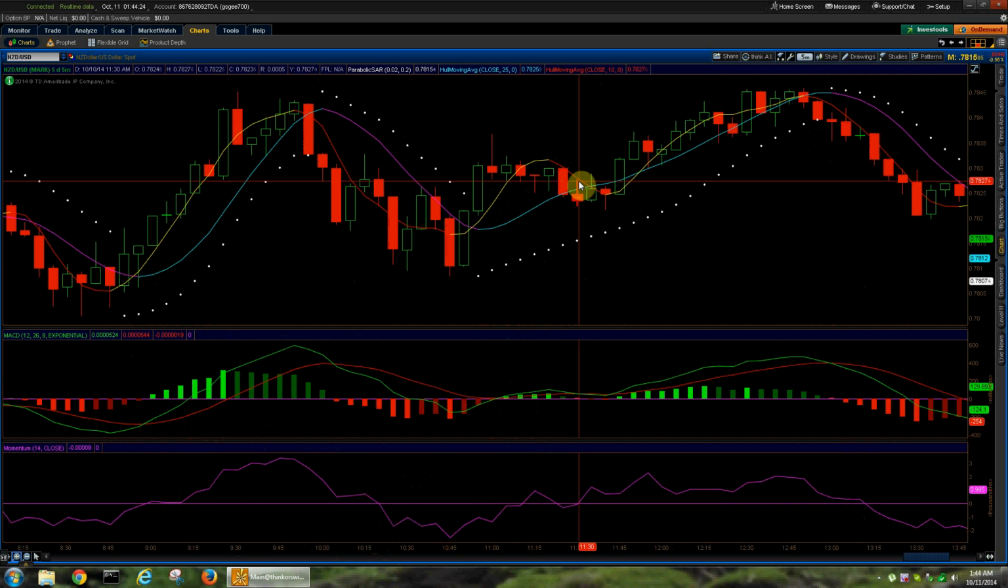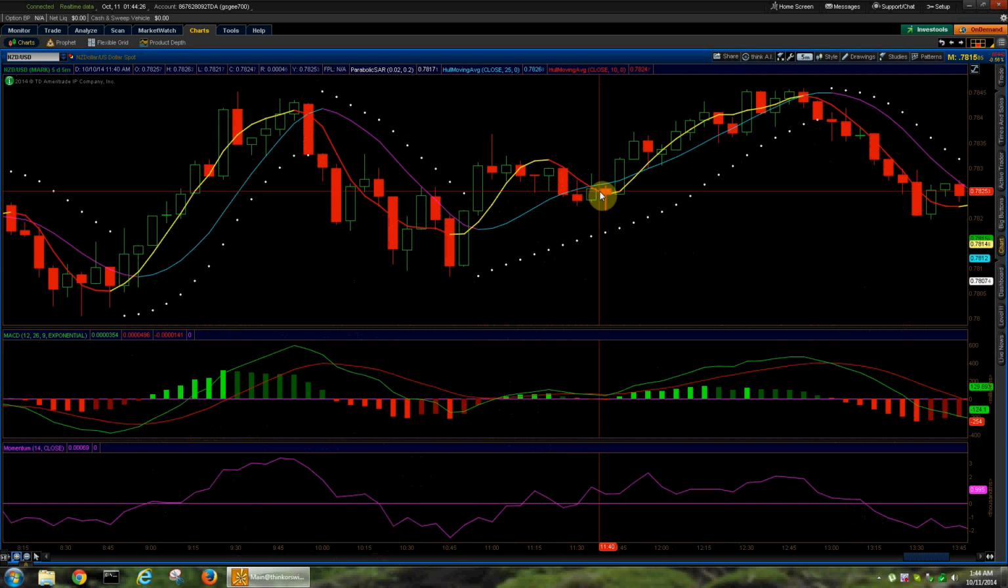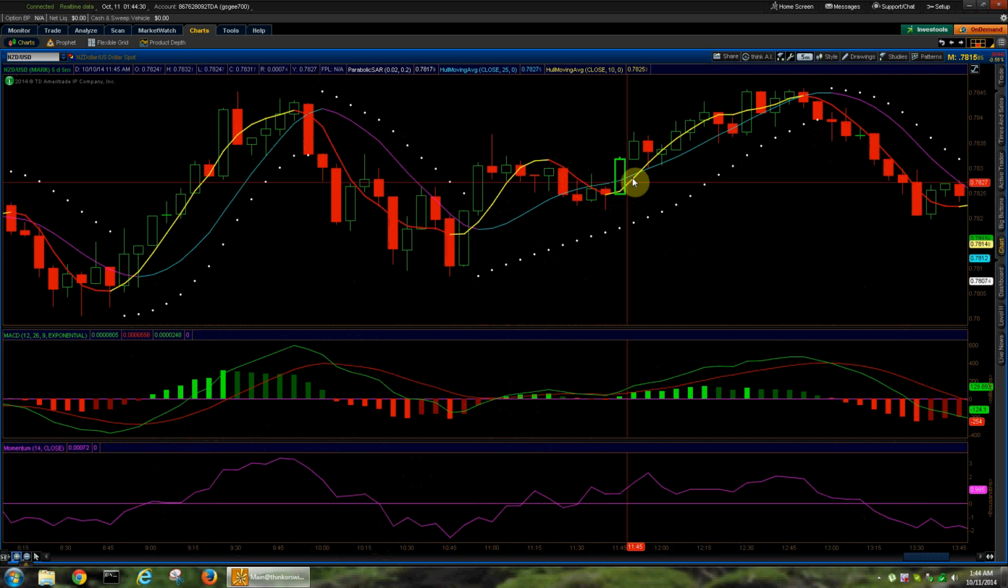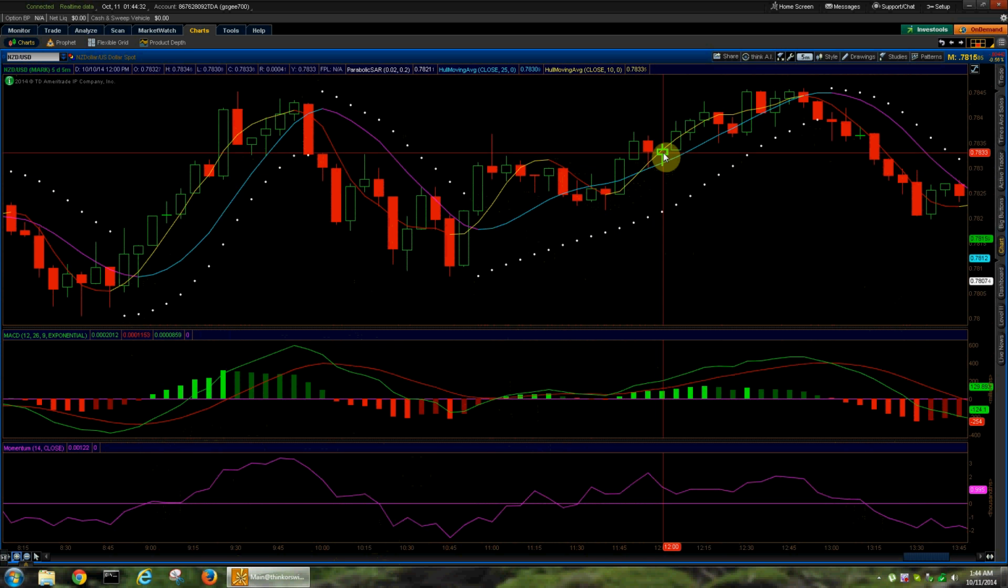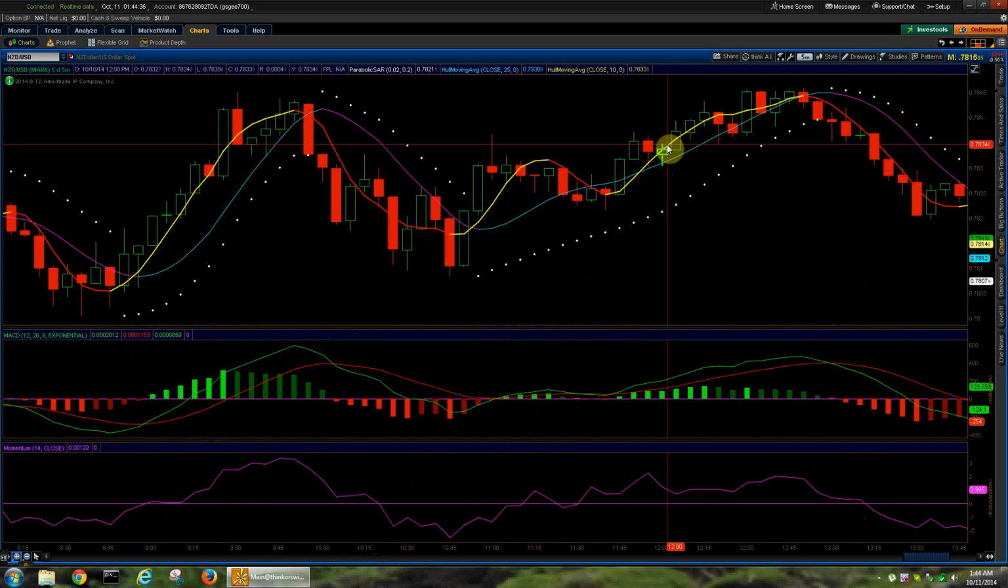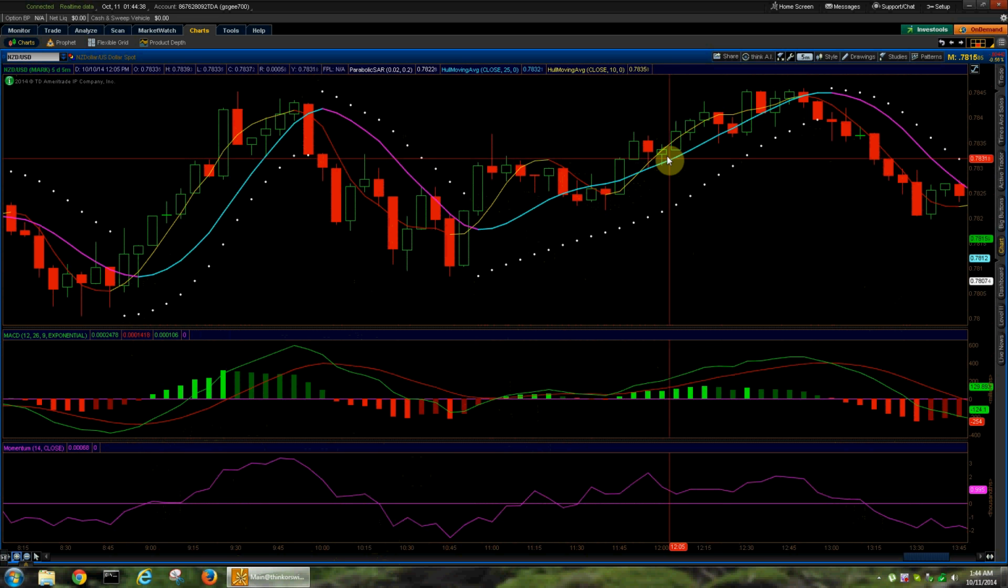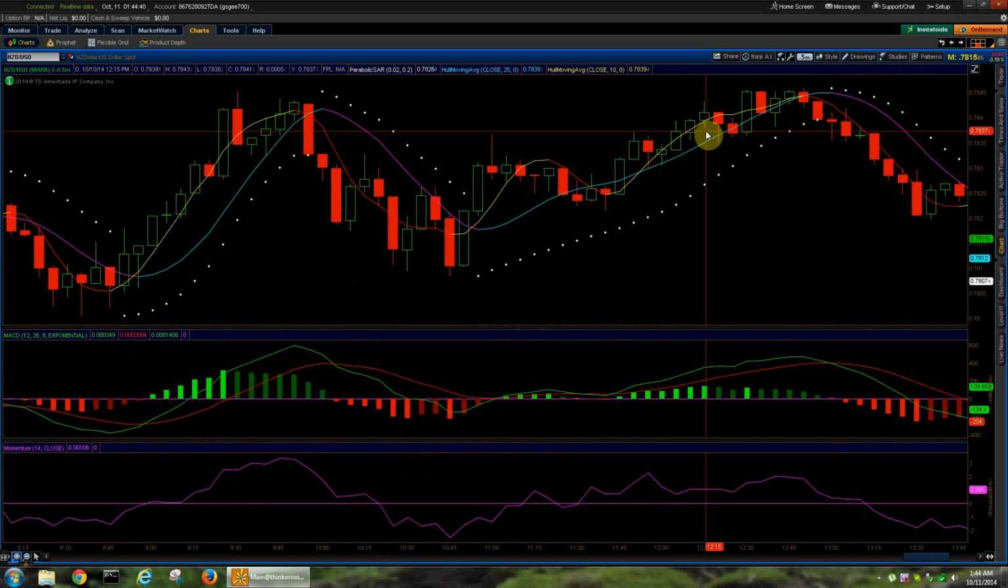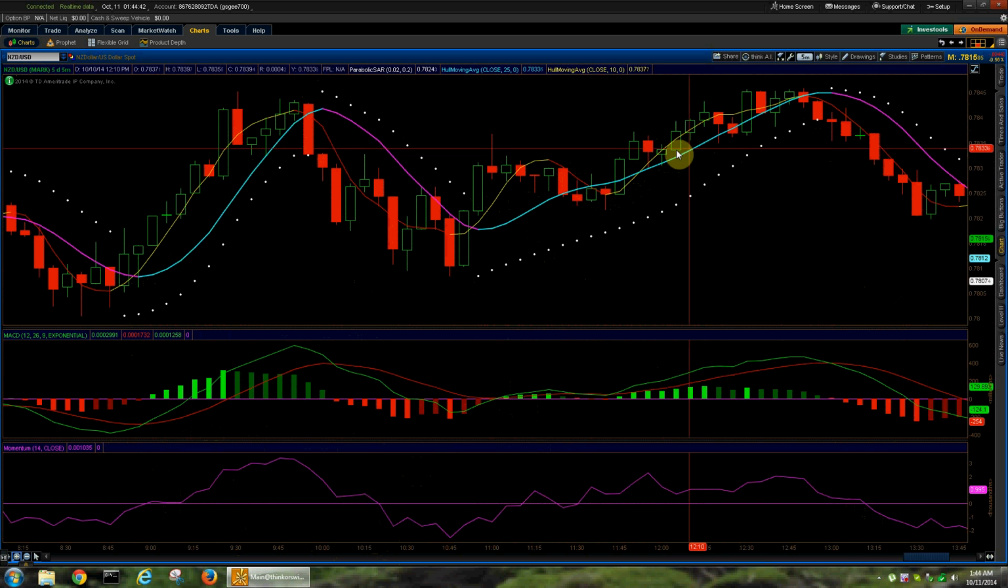So then you actually see the shorter one cross over the slower one, and then you see it cross back over right here. And then you see a nice slope on the yellow line. It's now above the blue line. So this here is actually a good entry point to take a trade.